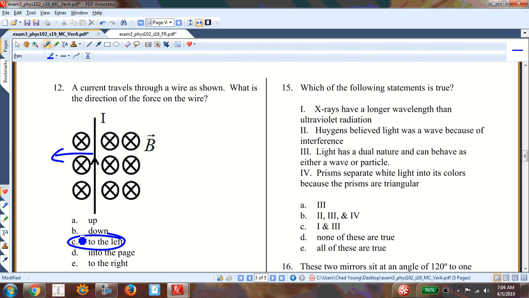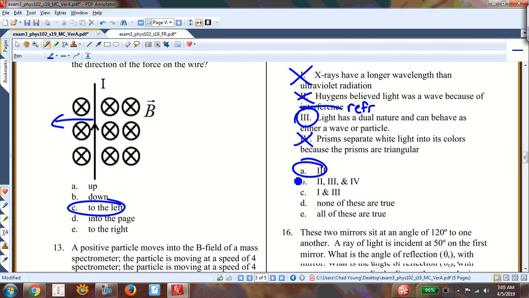Which of these statements is true? X-rays have a longer wavelength? Nope, they have a shorter wavelength than UV light. Huygens believed light was a wave because of refraction. Light has a dual nature and can behave either as a wave or a particle. That is true. And prisms separate white light not because they're triangular, though they are triangular often, but because of the dependence of the index of refraction on wavelength. So 3 only. A is the right answer.